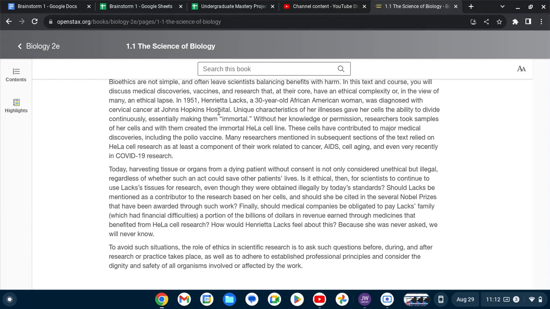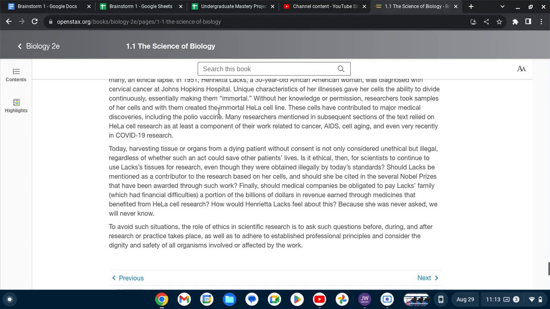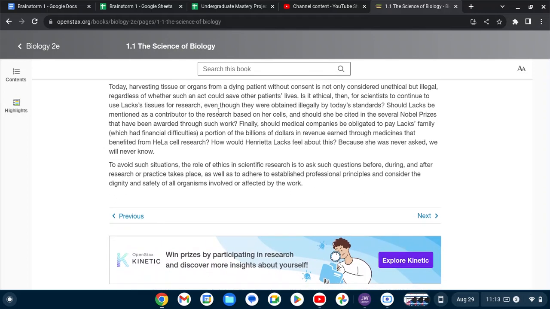Many researchers mentioned in subsequent sections of the text relied on HeLa cell research as at least a component of their work related to cancer, AIDS, cell aging, and even very recently in COVID-19 research. Today, harvesting tissue or organs from a dying patient without consent is not only considered unethical, but illegal, regardless of whether such an act could save other patients' lives.